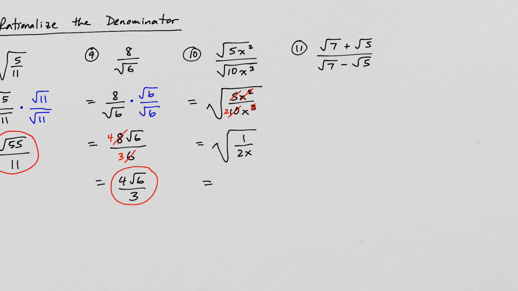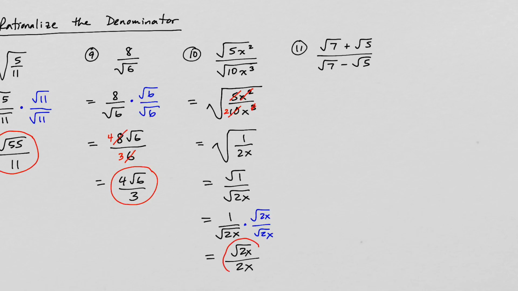Now we can re-separate this as the square root of 1 over the square root of 2x. And of course, the square root of 1 is 1, and so we have 1 over radical 2x. And now notice that this expression here is much simpler than the original expression. And so we can now multiply by radical 2x to the top and the bottom. And 1 times radical 2x is radical 2x. And radical 2x times radical 2x is 2x.